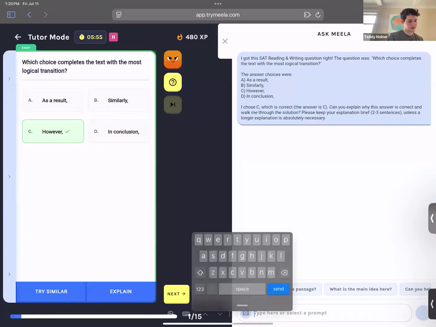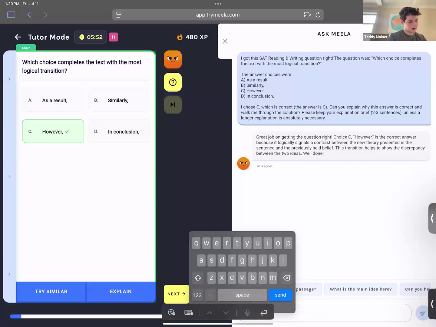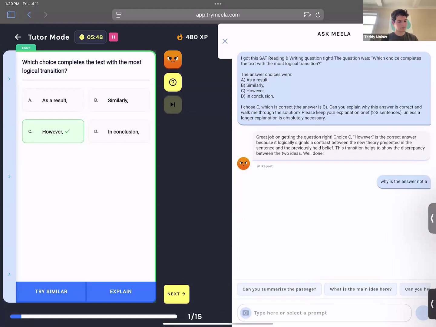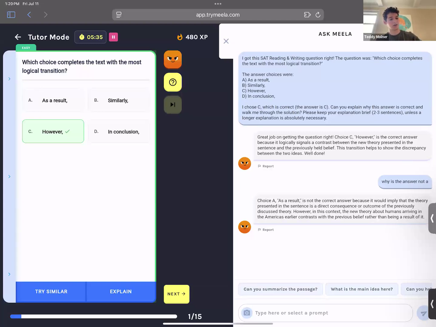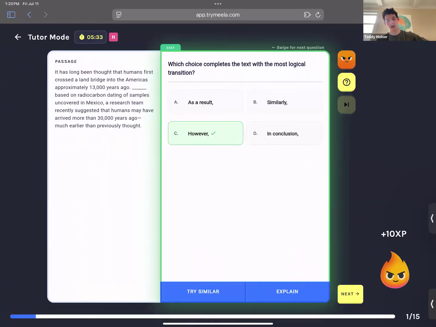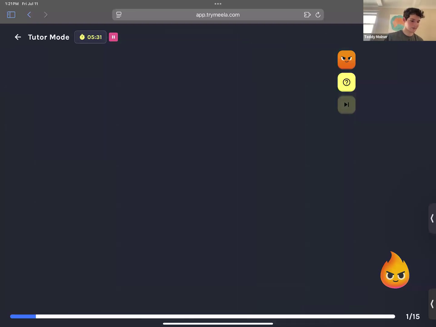So I can ask explain, and I can say, why is the answer not A? As a result is not the correct answer because it would imply that the theory presented in the sentence is a direct consequence or outcome from the previously discussed theory. Just like we said, right? As a result implies one follows from the other, but you have to really comprehend the passage to realize that one does not follow from the other.